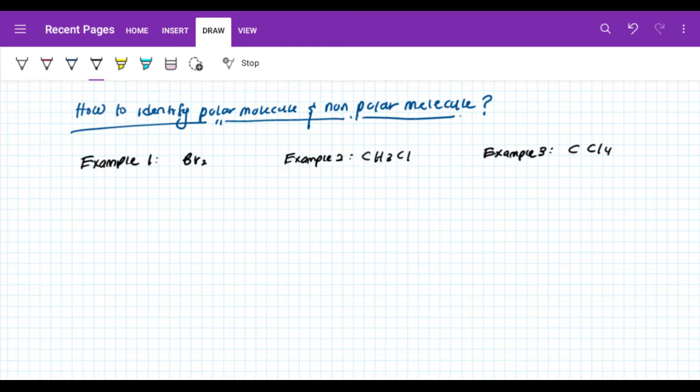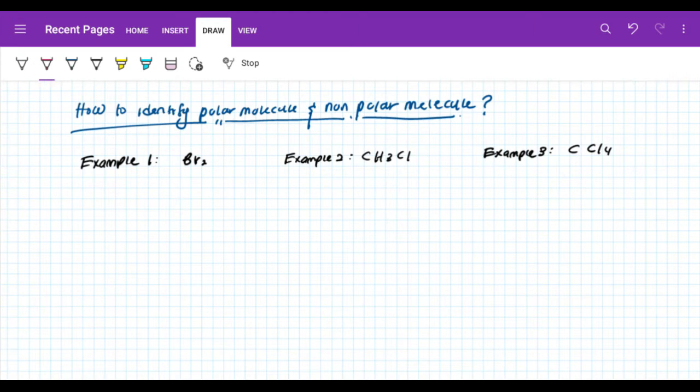Okay, in this video, I want to discuss how to identify which molecule is a polar molecule and which is a non-polar molecule. I give three examples: first, the bromine molecule; second, CH3Cl; and example three, CCl4 or tetrachloromethane. There are three elements that we have to consider to identify whether a molecule is polar or non-polar.